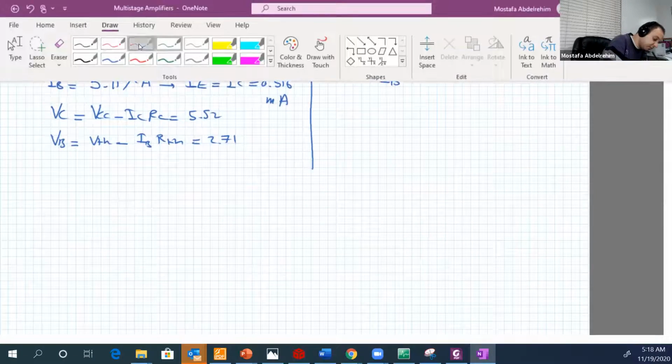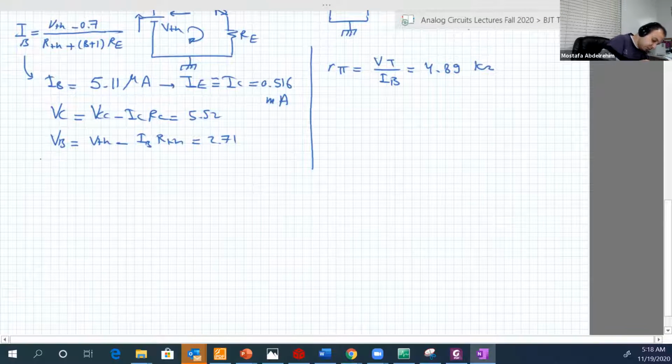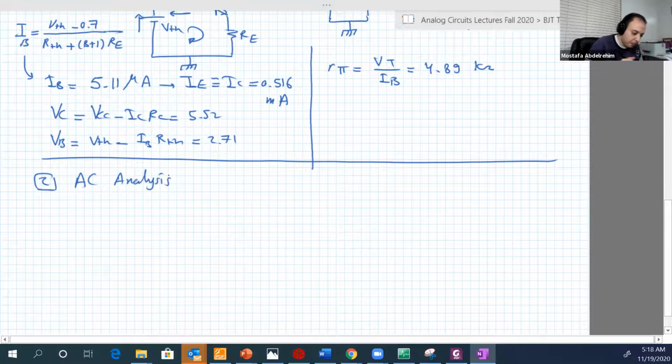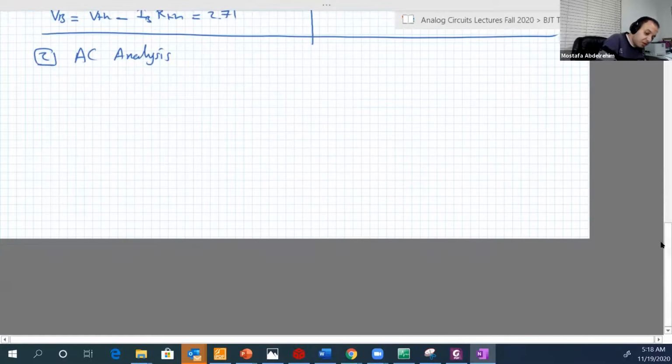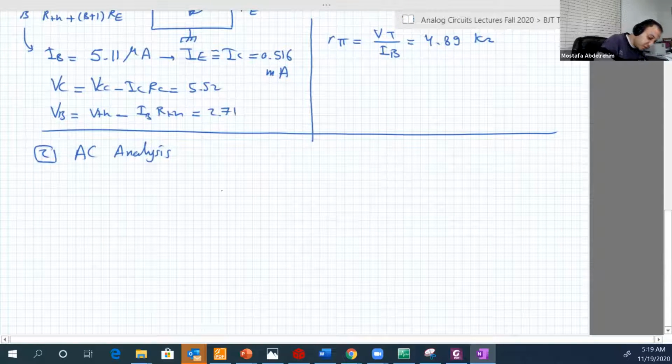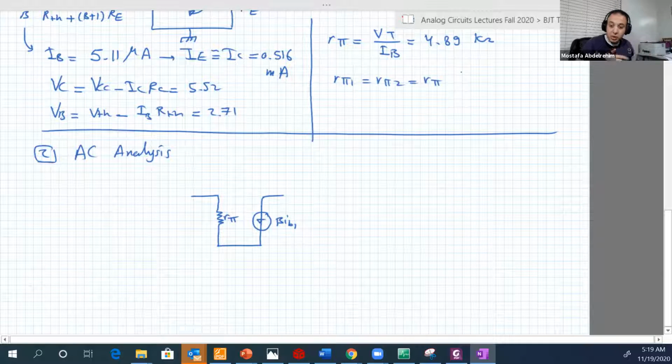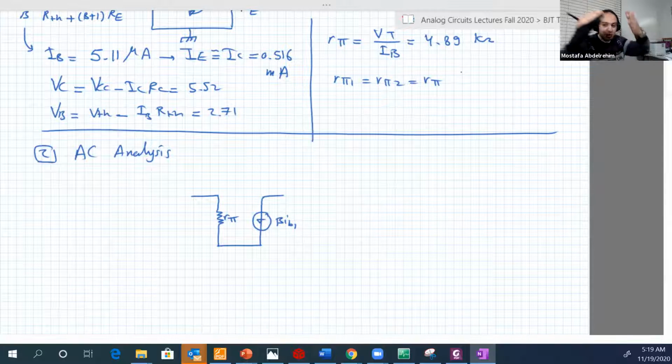So number 2, the AC analysis. We start by the 2 transistors. So for transistor 1 we have R pi like this, and we have beta IB1. Here is R pi. Remember, R pi 1 equals R pi 2. So we'll just call them R pi because IB here is IB here. So VT over IB is equal to VT over IB. So both R pi's are equivalent. So we'll just call it R pi.